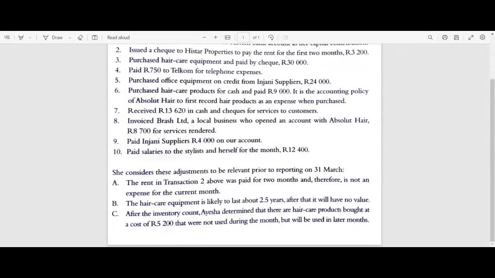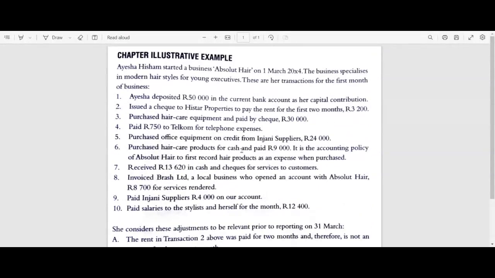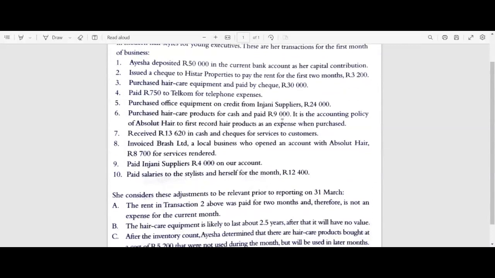It has no value. So it means that we have to depreciate it or write its value down over 2.5 years, but we'll have to do it monthly, to a zero figure, right? So we have to write it down to zero from its initial cost. What was the initial cost? 30,000 rand. So we've got to write it down over 2.5 years to eventually, after 2.5 years, have a zero balance, a zero value. Right.